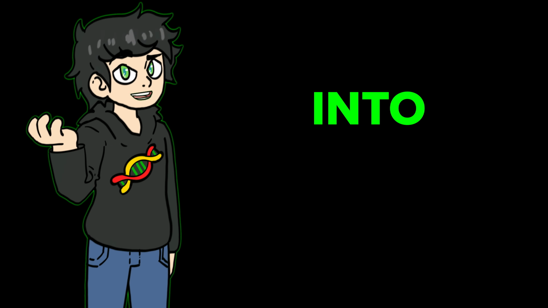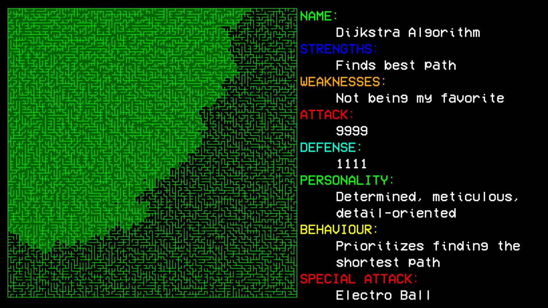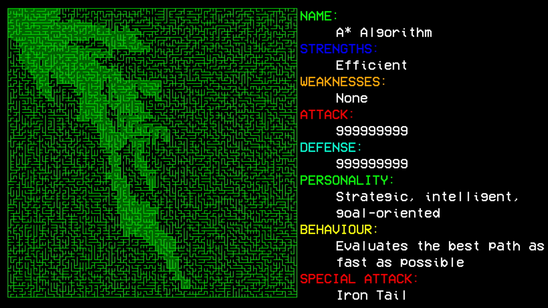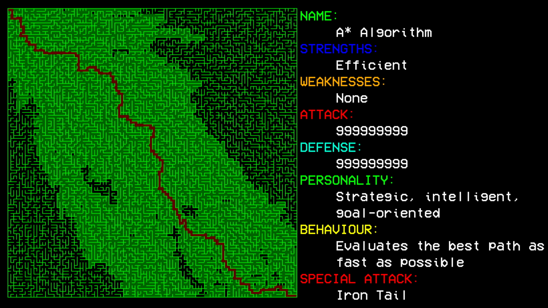Okay, now we move on to the big boys, Dijkstra and A-Star. I won't go in depth into how these two algorithms work, so here are the definitions ChatGPT gave me. The Dijkstra algorithm finds the shortest path through a maze by iteratively selecting the next node with the smallest cumulative distance from the start. The A-Star algorithm navigates through a maze by considering both the cost to reach each node and an estimate of the remaining distance to the goal, selecting the most promising path.